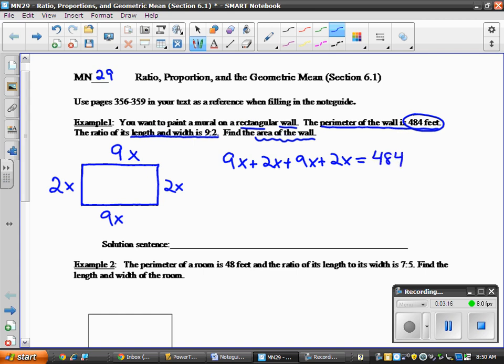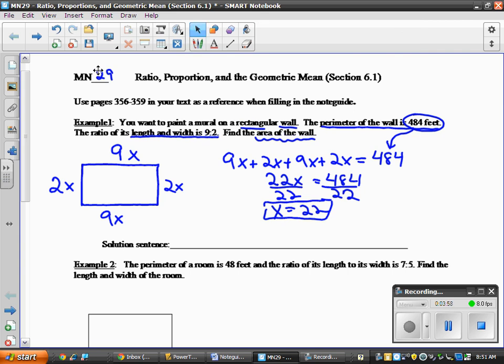So this right here is the perimeter, and on the left side is how you actually calculate perimeter, which is to find the distance around a shape. In this case, it's a rectangle. I combine my like terms, which gives me 22x equals 484. I divide by 22 to solve for x, and my unknown variable is 22. This is an important value because it's going to help us calculate the length and width of the actual rectangle.